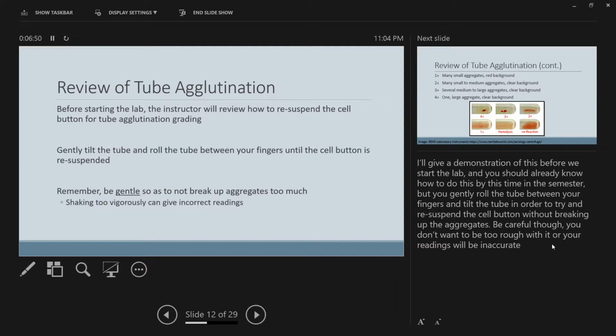I'll give you a demonstration of the tube agglutination readings before we start this lab, but by this time in the semester you should already know how to grade these. But the general gist of it is you gently tilt the tube and or roll the tube between your fingers until the cell button is fully resuspended. But you have to be careful not to be too rough with it, or else your readings will be inaccurate.